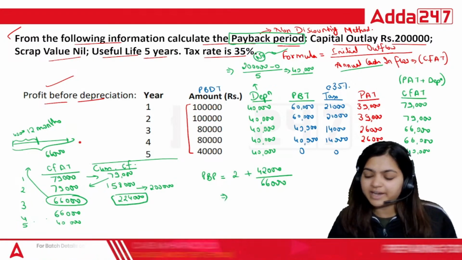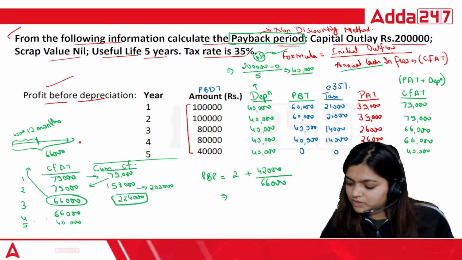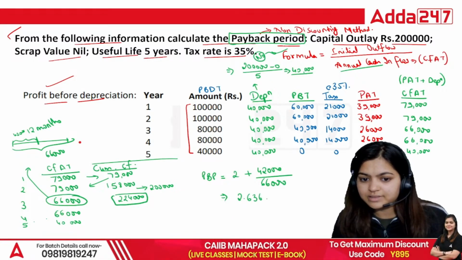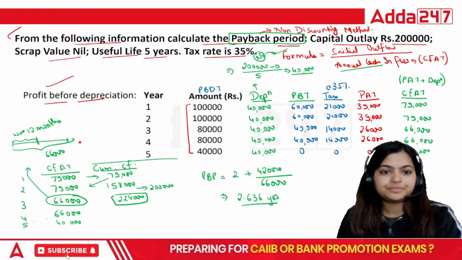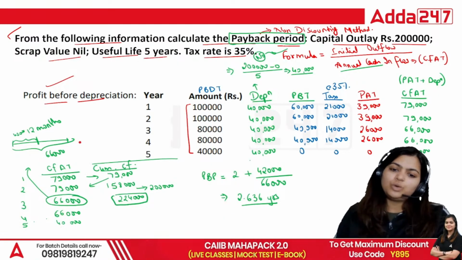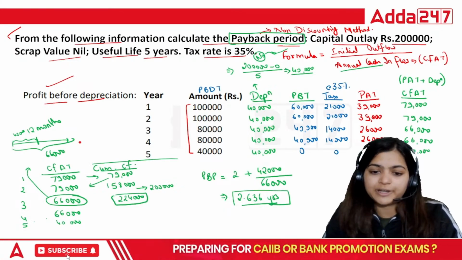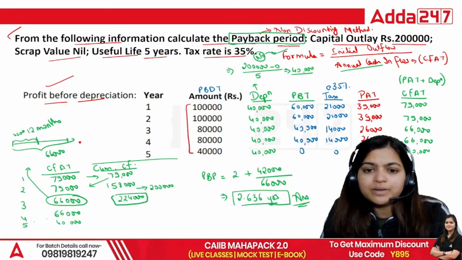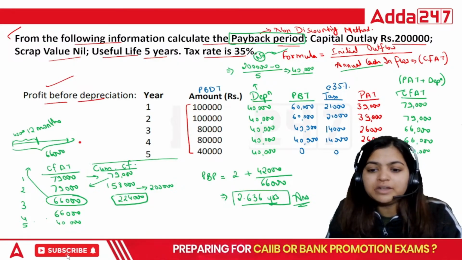So if you divide 42,000 by 66,000, you are going to get 0.636 years, or you can say this is going to be around 8 months something. If you write 2.636 years also, that is correct. And this is your answer. You know what was the new thing in this question? In this question, we have to calculate cash flow after tax.